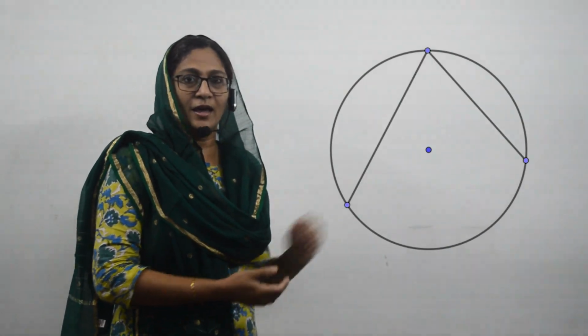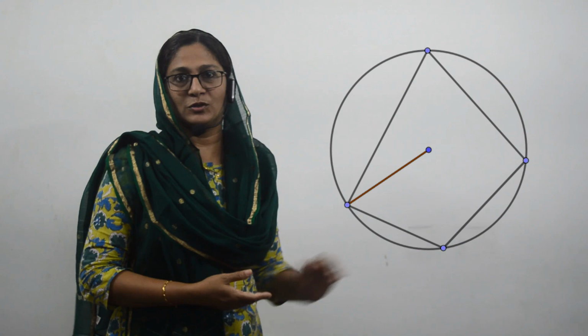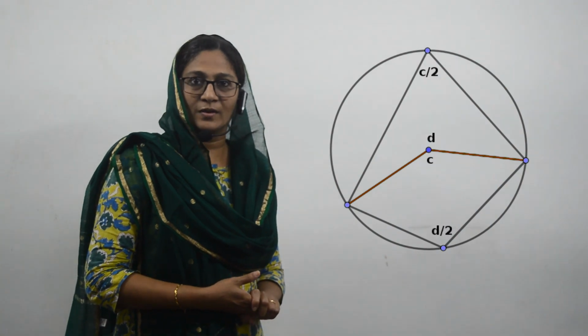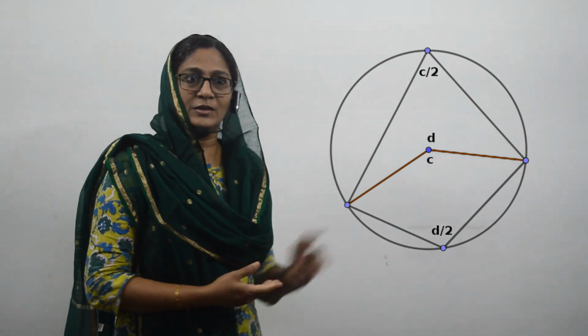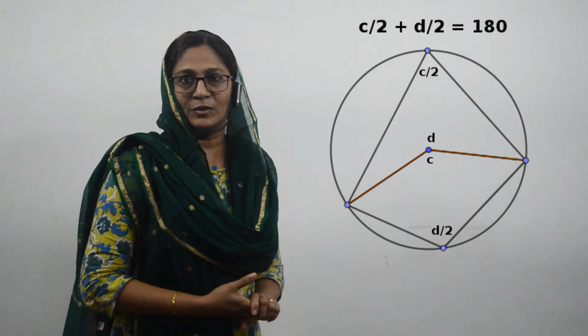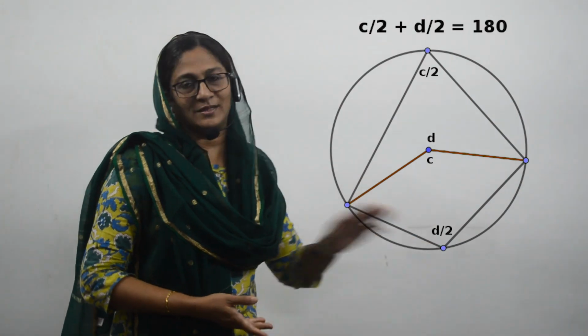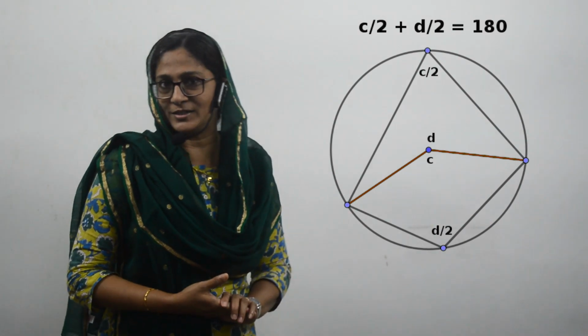Continuing from my last class, I have drawn two angles in two arcs. As we have seen last time, connecting the central angles of these two angles in the two arcs, we know that each of them is half of its central angle in the opposite arc. Well, that is C by 2 plus D by 2 equals 180 degrees.